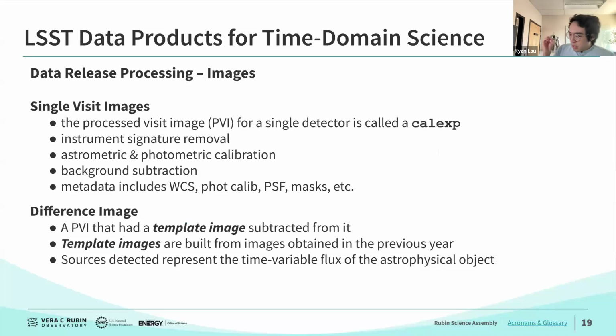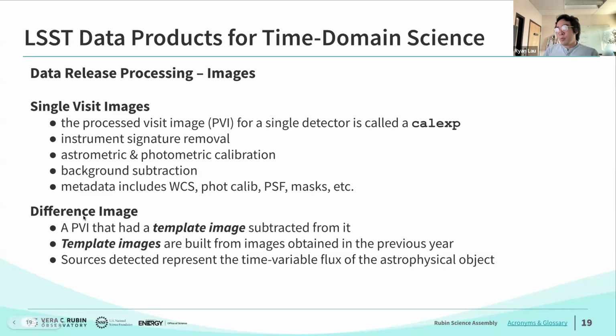The actual images that will be useful, I think, for time domain science are the single visit images. This is also called a processed visit image, or PVI, from a single detector, which is also called a CalExp. There's a lot of interchangeable terminology for this, which includes instrument signature removal, astrometric and photometric calibration, background subtraction, and all the important metadata that we all need to do our science and to make sure we're looking at something real.